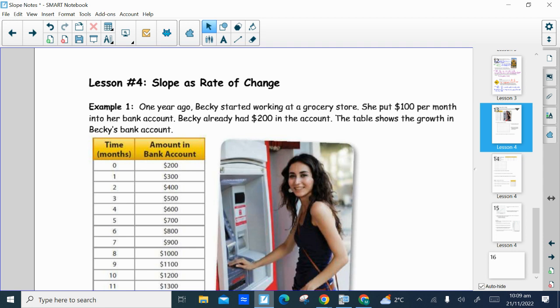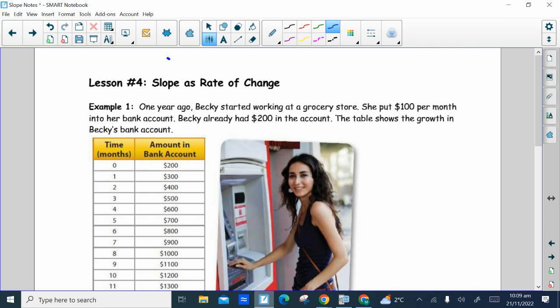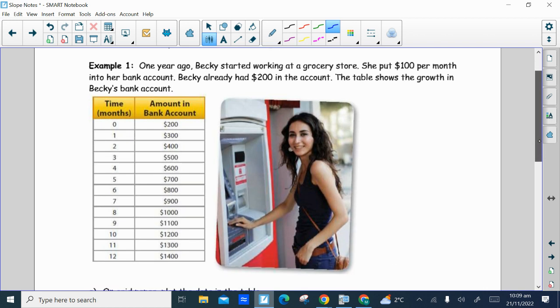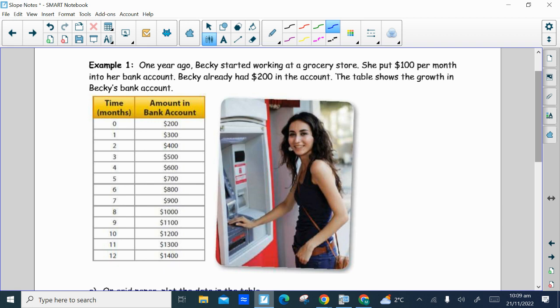So, we're going to talk about one of the applications of slope, which is rate of change. One year ago, Becky started working at a grocery store. She put $100 per month into her bank account. She already had $200 in the account. The table shows the growth in Becky's bank account.